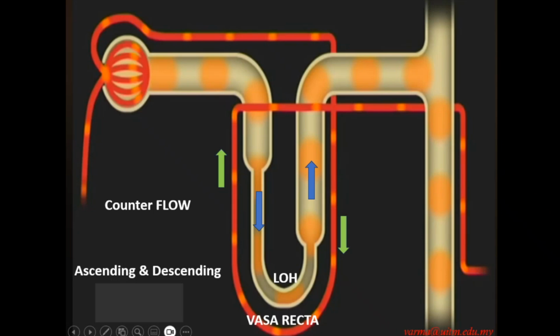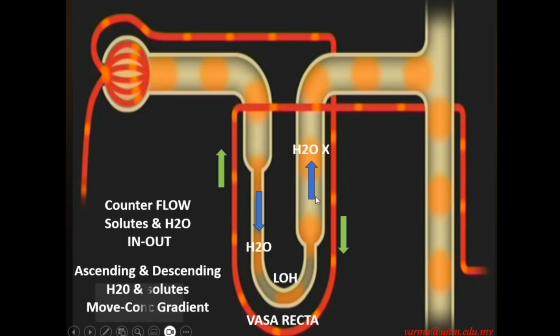Okay, this is your vasa recta. It goes like this, whereas the limb of the loop of Henle goes like this. So both have ascending and descending limbs, and both have solutes and water going in and out. In the vasa recta, there is no difference in permeability to water and sodium; they always move down the concentration gradient. Whereas in the limb of the loop of Henle, there is a differential permeability to water. The descending limb is permeable to water and solute, whereas the thick ascending limb is only permeable to solute and is impermeable to water. That is the important thing that you have to remember.